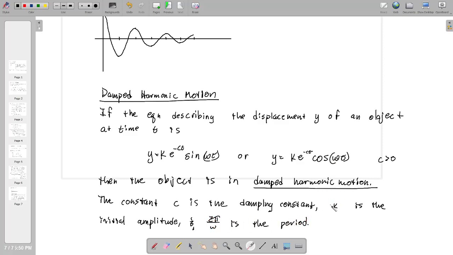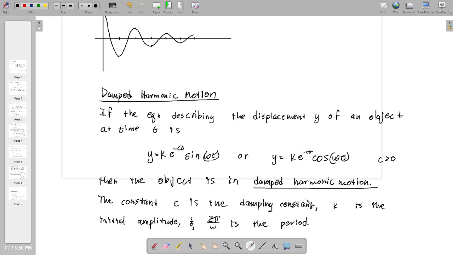Now k is the initial amplitude. Remember, the amplitude decreases over time. So k is just where we started initially. Initially, what was the amplitude of the harmonic motion? And then c is the damping constant.